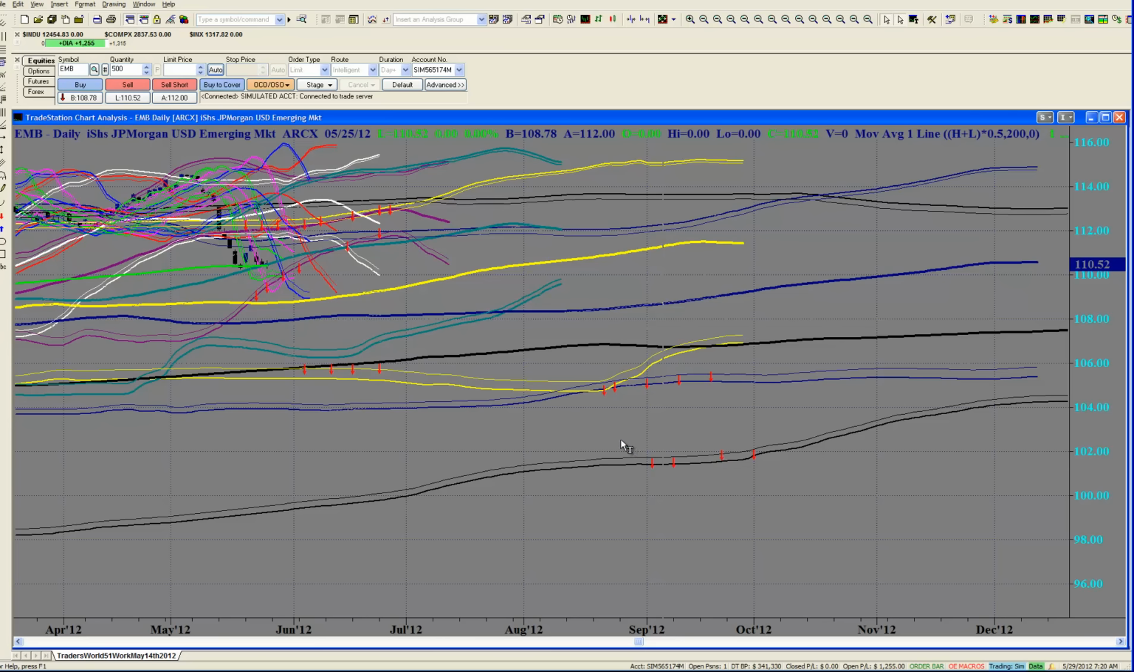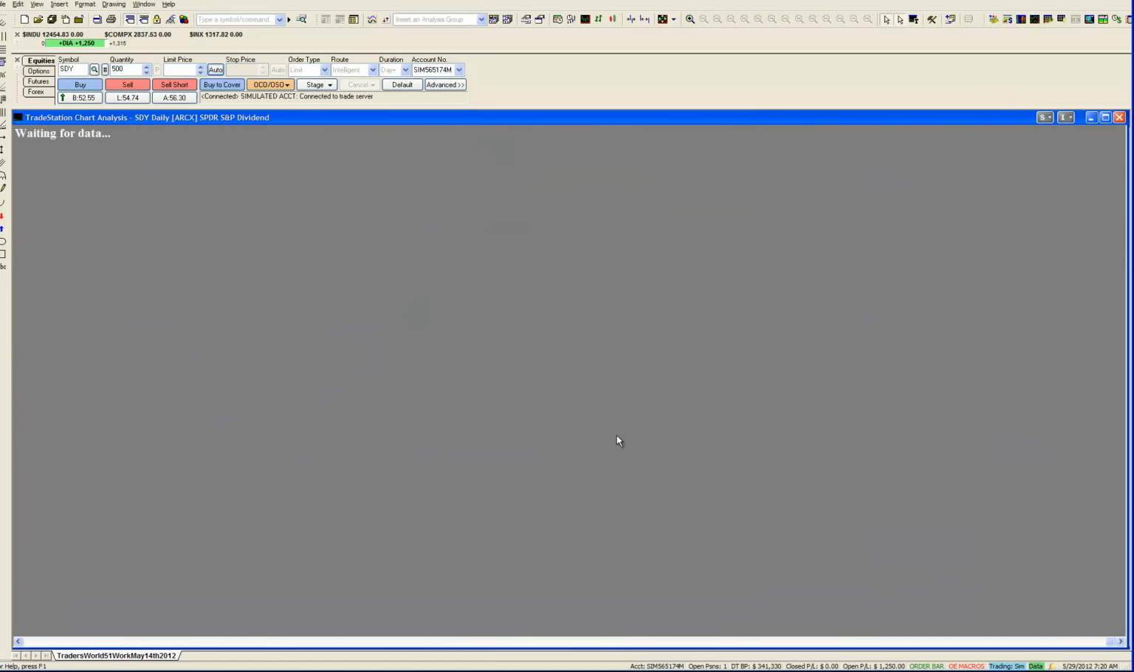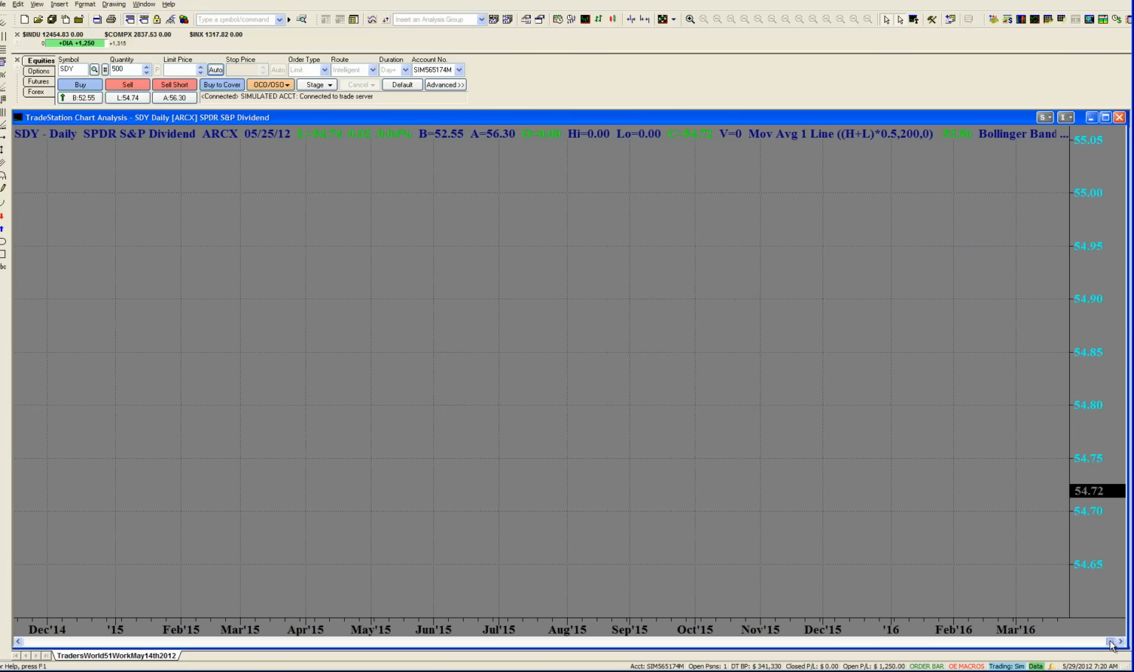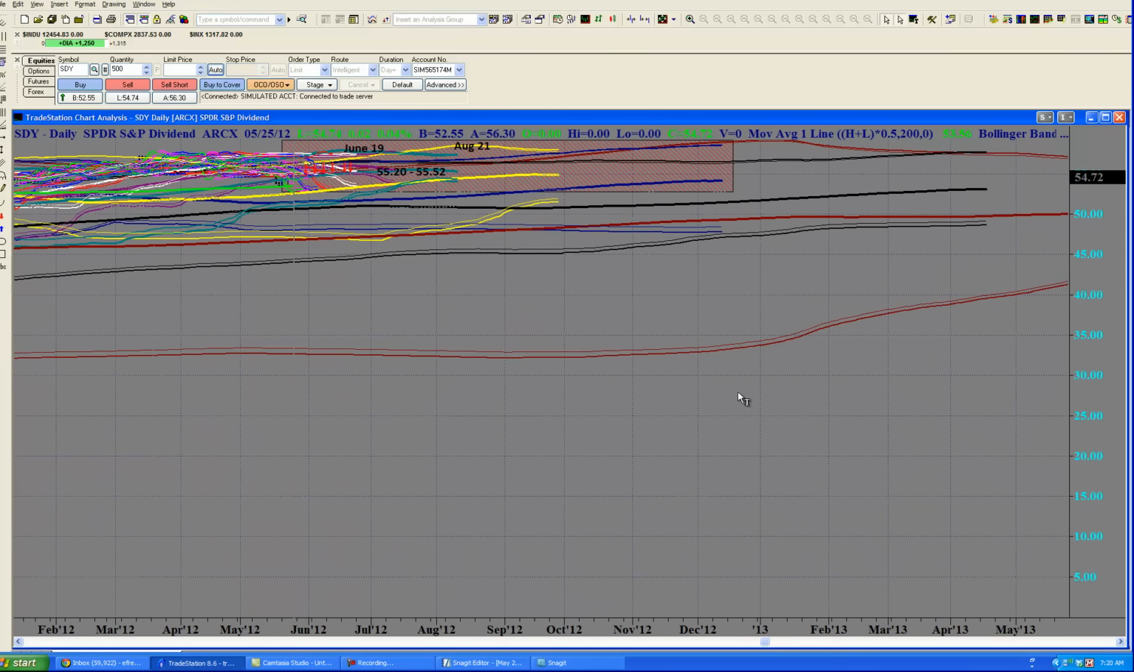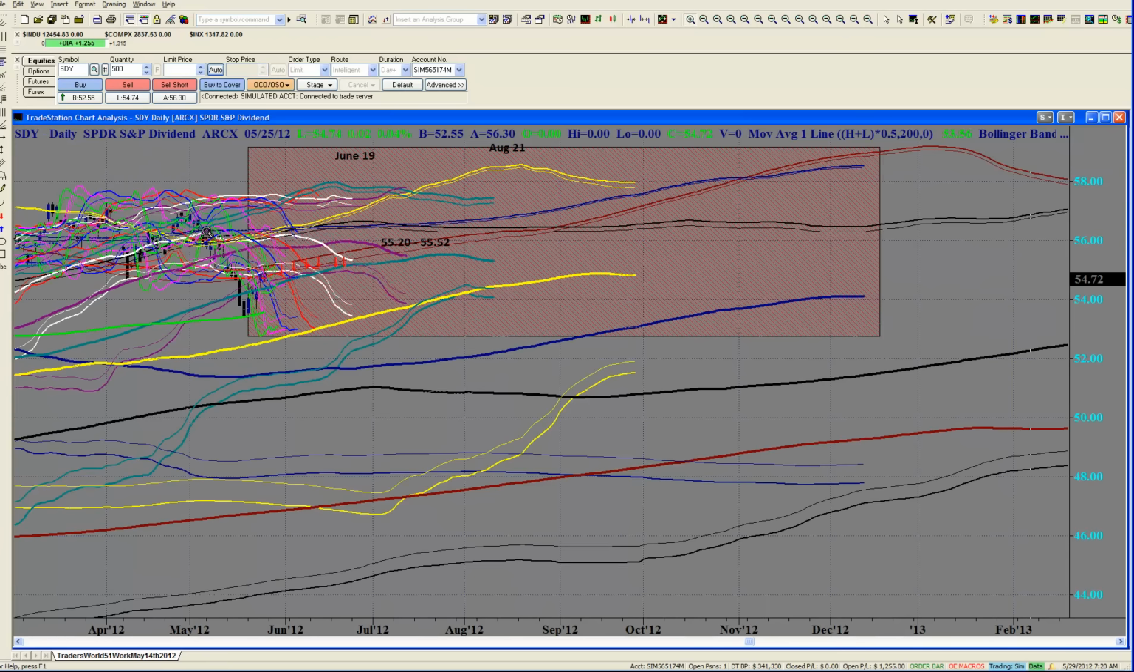And the final area I would like to talk about is the SDY, which is the S&P dividend-paying equities. People are in search for yield, and they've been trying to go there, but unfortunately, it became an overcrowded trade, and you could see recently it has started to sell off. And that was another equity ETF that we put into our crash warning.